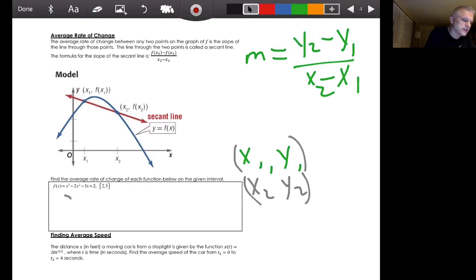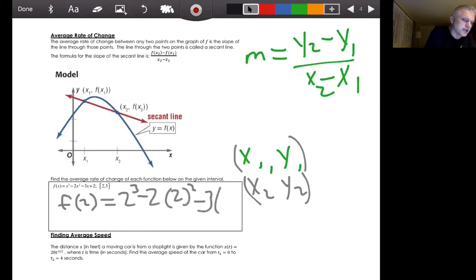Well, we're going to take f of 2, because we said 2 is our first x. And we're going to simply substitute it in. So instead of x cubed, it's 2 cubed. Minus 2 times, not x squared, but 2 squared.